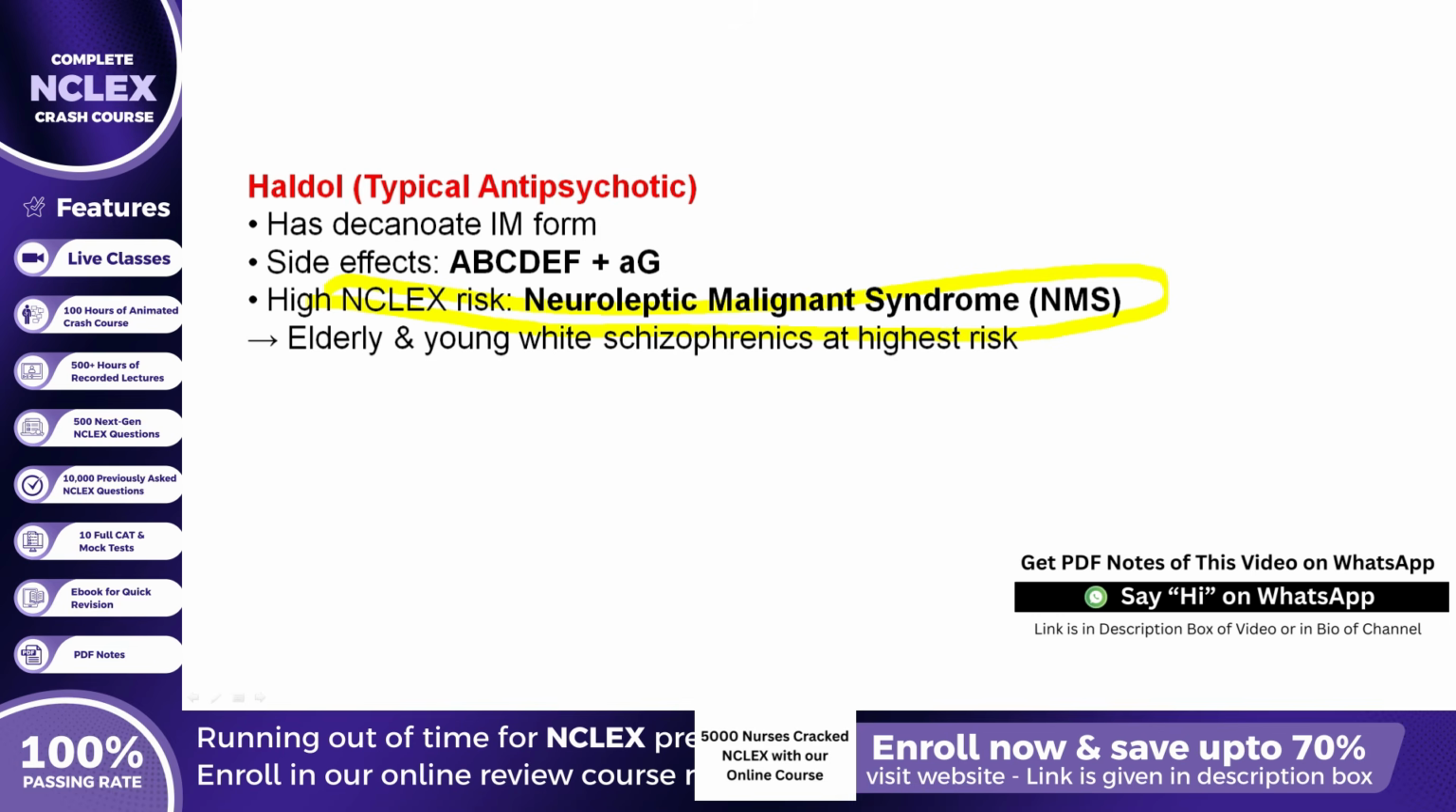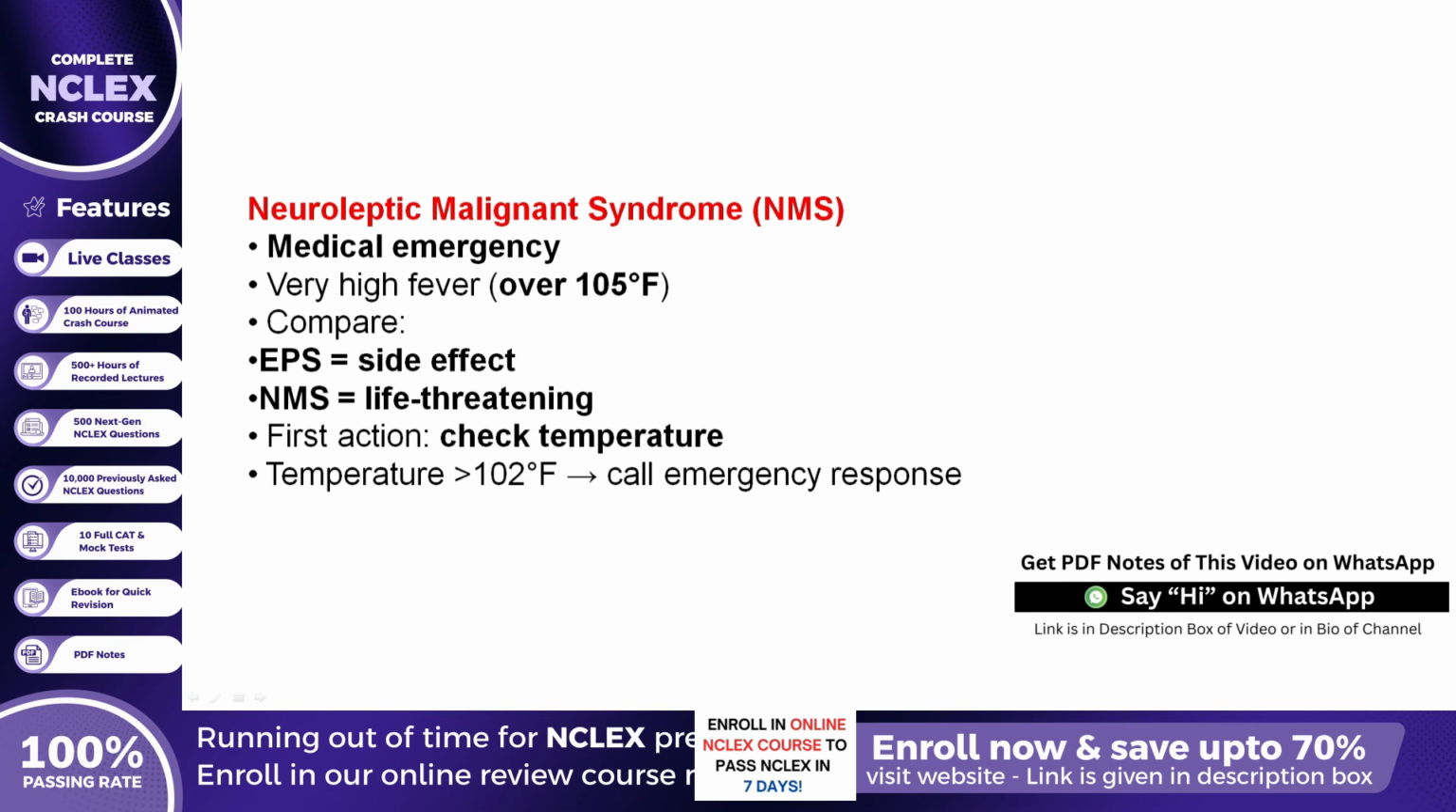As we go deeper, we now focus on neuroleptic malignant syndrome, beginning with the fact that it is a medical emergency. It presents with a very high fever, over 105 degrees Fahrenheit. Then we compare by saying that EPS is a side effect, whereas NMS is life-threatening. The first action is to check the temperature. And if the temperature is greater than 102 degrees Fahrenheit, we call emergency response.